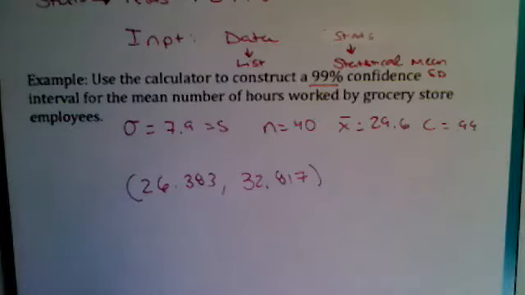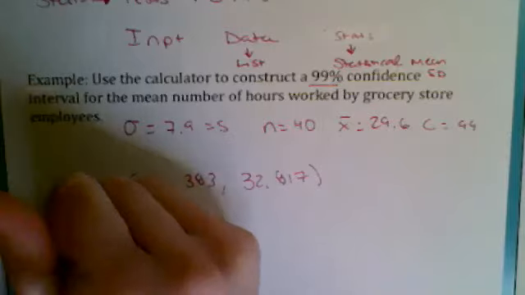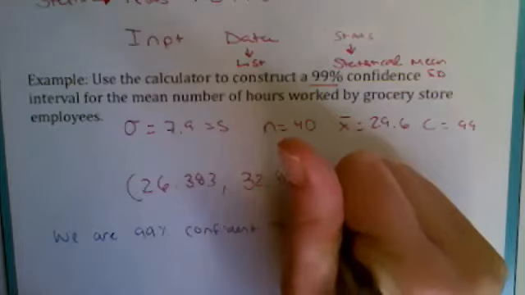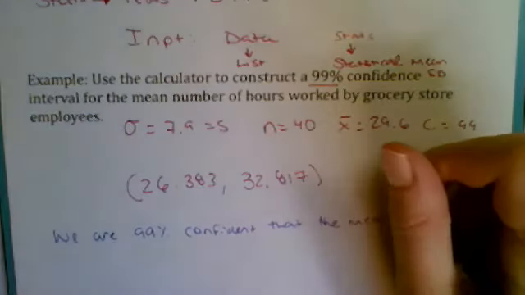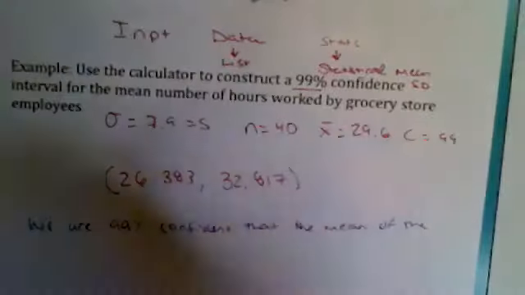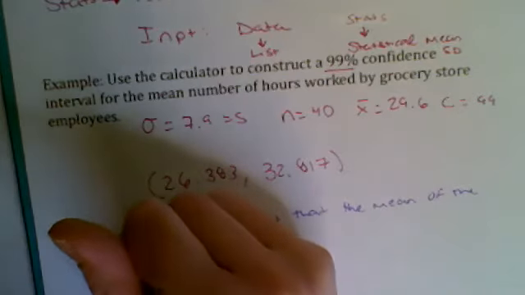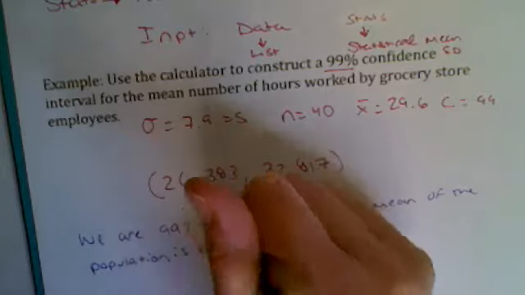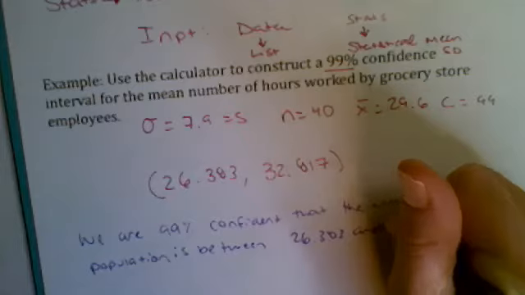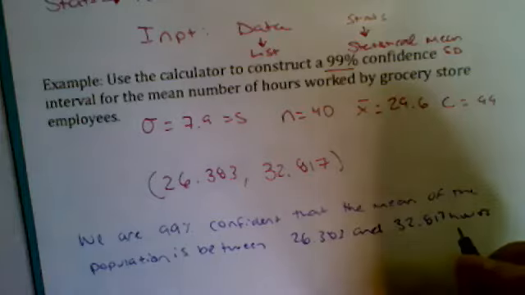If we were going to write a sentence for this one, we would say we are 99% confident that the mean of the population is between 26.383 and 32.817 hours.